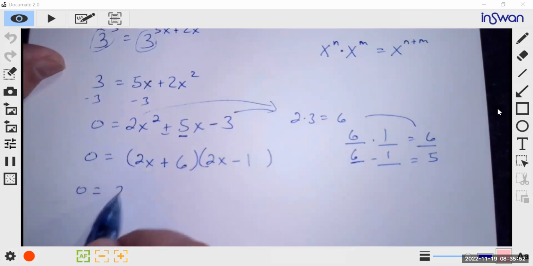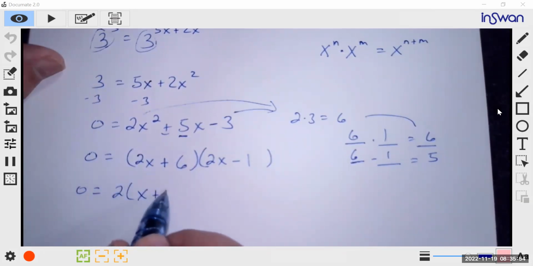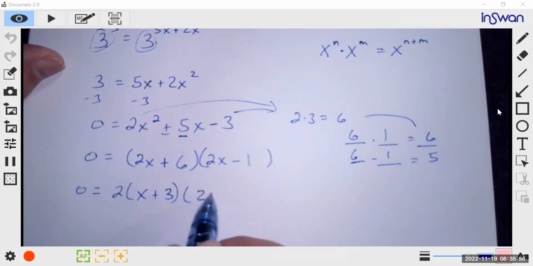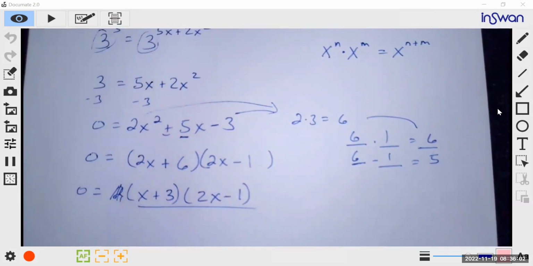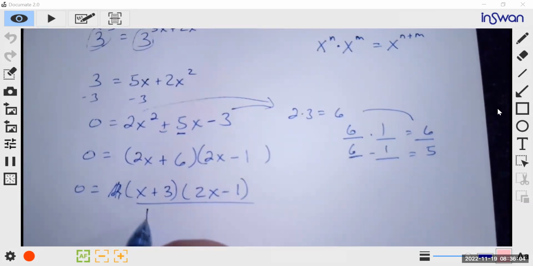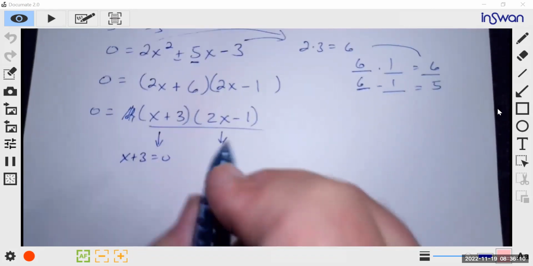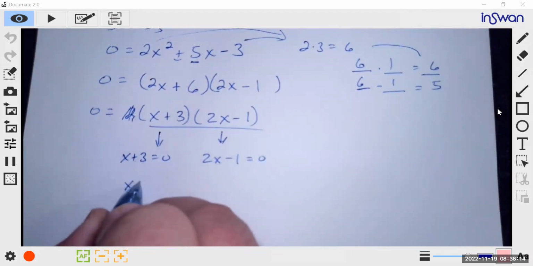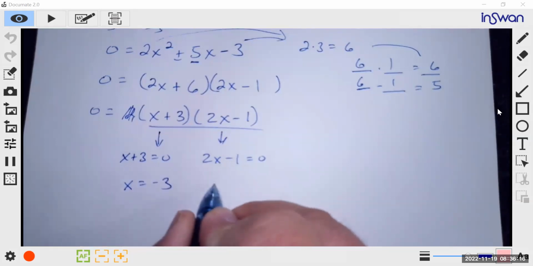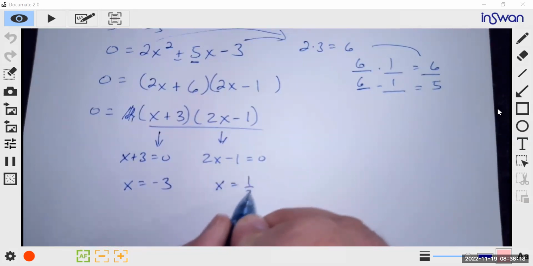Factor whatever you can out. Erase whatever's been factored, and those are your factors. Set them equal to 0. And we get our solutions. x equals -3 and x equals 1/2.